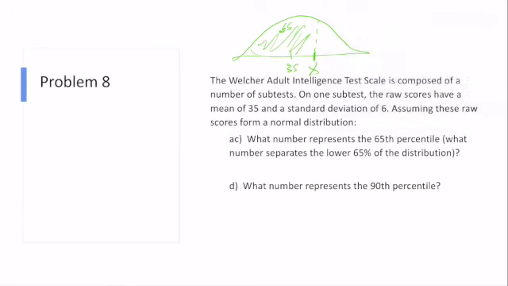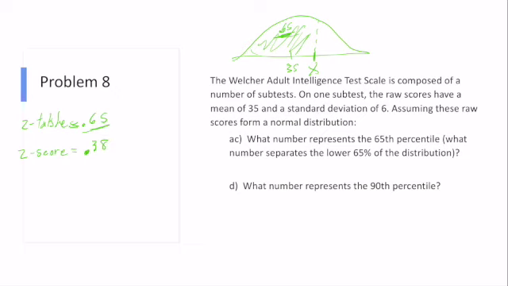I'm going to go to the z-table. And remember, the z-table values tell us the area under the normal curve. So I know my area: 0.65. I'm going to go in my z-table and work backwards to find the z-score that goes with 0.65. And the z-score that goes with 0.65 is 0.38.